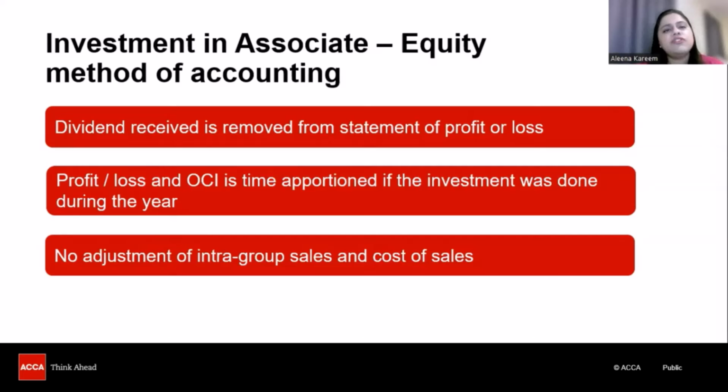Then profit or loss and OCI is time apportioned if the investment was done during the year. This is pretty straightforward. If the associate was our associate only for 5 months, then we will do the accounting only for 5 months. Because statement of profit or loss is for the year, so we need to identify what investment was standing for what time period. Then no adjustment of intra-group sales and cost of sales is done. Pretty straightforward.